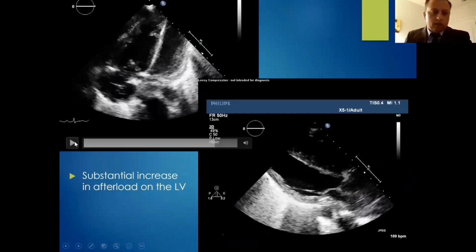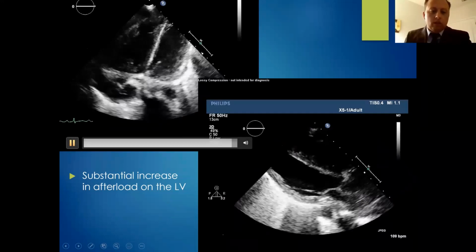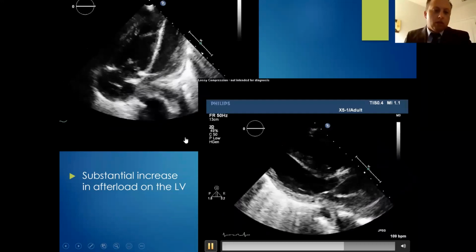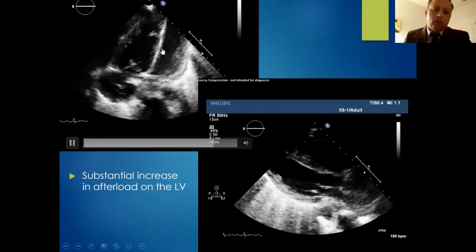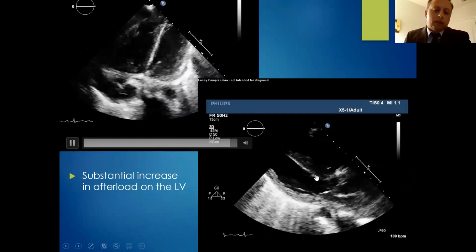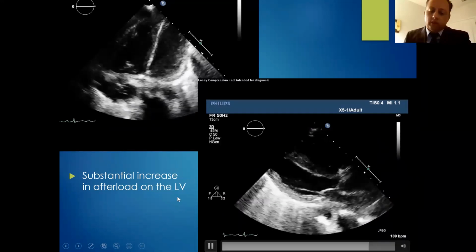ECMO actually ended up being placed to support the patient as well as provide oxygenation. And you can see the RV becomes unloaded. That RV is much smaller than what it had been. Well, you see that the LV also becomes somewhat enlarged compared to previous. Again, here, it's not quite as big as the RV, but that is due to that increase in afterload on the LV.